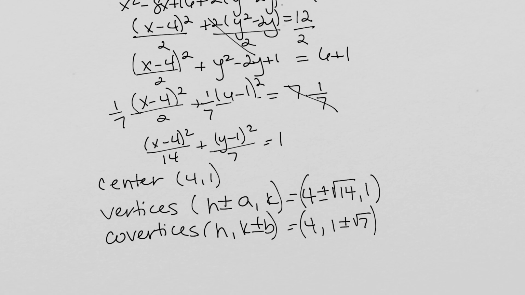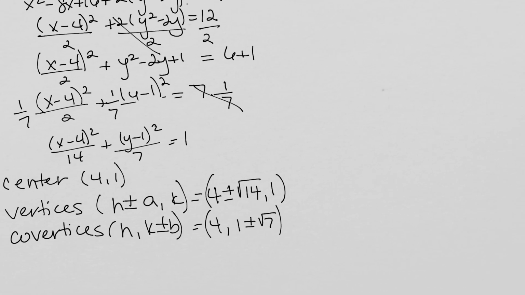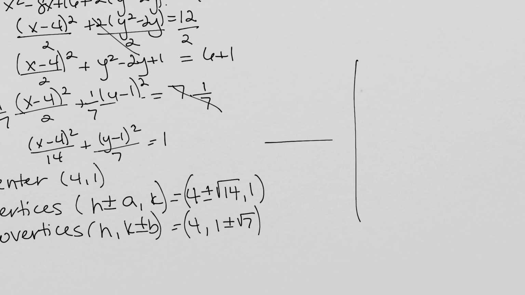Last thing we need to do is graph this equation. So 1, 2, 3, 4. 1 is our center. Square root of 14 is slightly bigger than 3. And 1 plus or minus the square root of 7. Square root of 7 is slightly bigger than 2. 1 plus slightly bigger than 2 is a little bigger than 3. And then we just connect our dots.